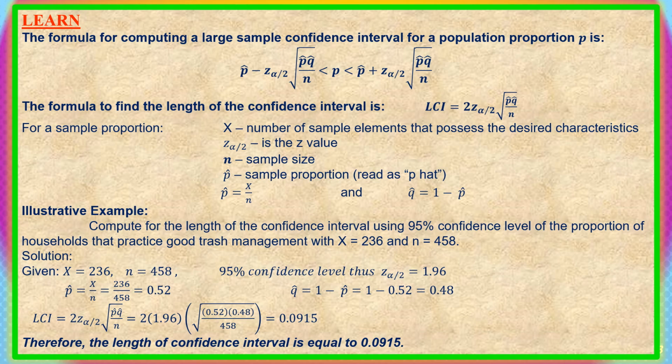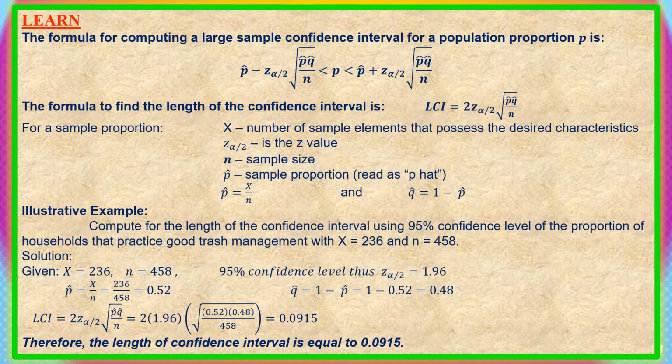The formula for computing a large sample confidence interval for a population proportion is: p is greater than p hat minus z sub alpha over 2 times the square root of p hat times q hat over n, but less than p hat plus z sub alpha over 2 times the square root of p hat times q hat over n. The formula to find the length of the confidence interval is LCI equals 2 times z sub alpha over 2 times the square root of p hat times q hat over n.